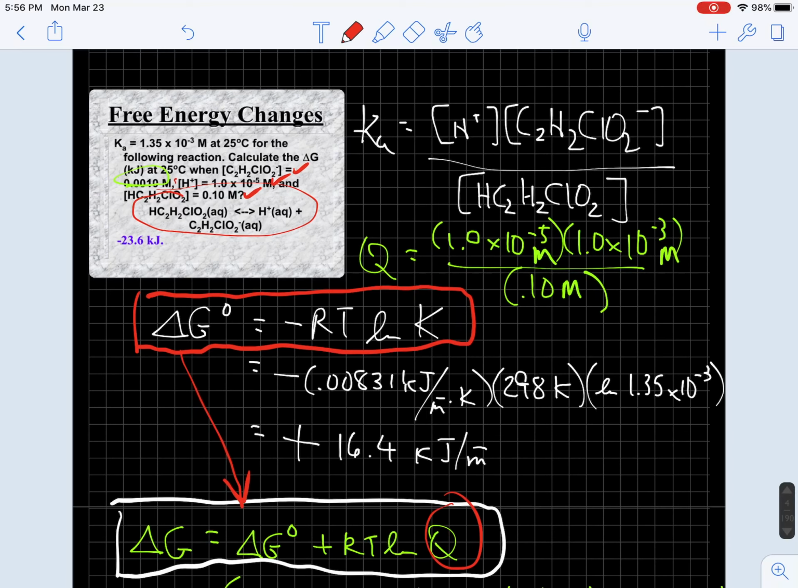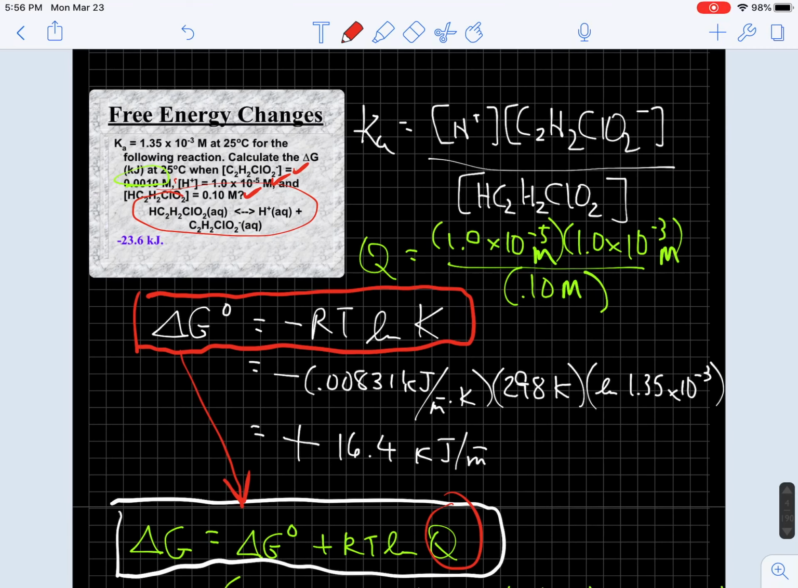All right, so here's what I did. I set up my Ka, acid times conjugate base over original acid, and I calculated Q by substituting in the values that they gave me. Then I substituted into delta G naught equals negative RT natural log of K, and I got positive 16.4 kilojoules per mole. And that makes sense because we said delta G naught, when you have a small value for K, is going to be non-spontaneous under those conditions.